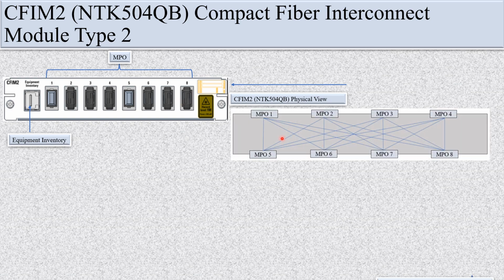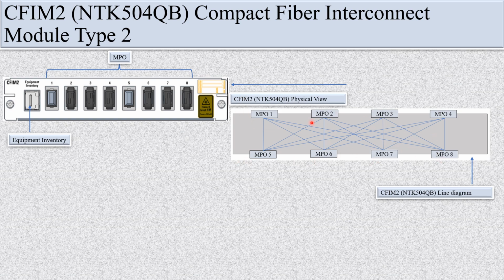So physically it looks like this. You can see here this is the line diagram. You can see MPO port 1, 2, 3, 4, 5, 6, 7, 8. There are 8 MPO ports in CFIM2, and if you notice, MPO port 1 is connected to MPO port 5, 6, 7, 8. In the same way, MPO port 2 is connected to 5, 6, 7, 8. MPO port 3 is connected to 5, 6, 7, 8, and 4 is connected to 5, 6, 7, 8.